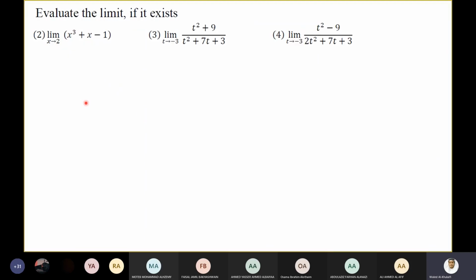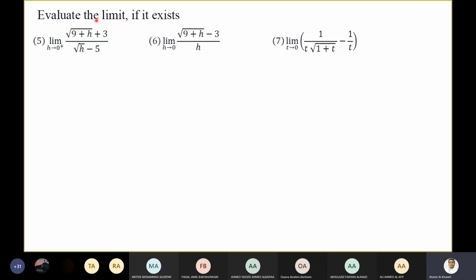Evaluate each limit if they exist. You do the same thing. First, substitute. If the value of the expression gives you a fixed number, then the answer will be that number. If you get 0 over 0 when you substitute, then you have to do factorization. And if there is cancellation, that's it. Do it and substitute. If you get a constant number, do that. If you get a number over 0, I explained to you how you do in that situation.